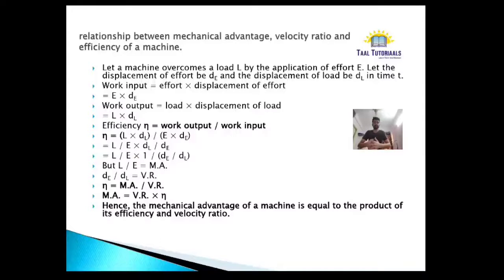So efficiency also can be written as mechanical advantage by velocity ratio. So mechanical advantage is equal to velocity ratio into efficiency. Hence, the mechanical advantage of a machine is equal to the product of its efficiency and velocity ratio.